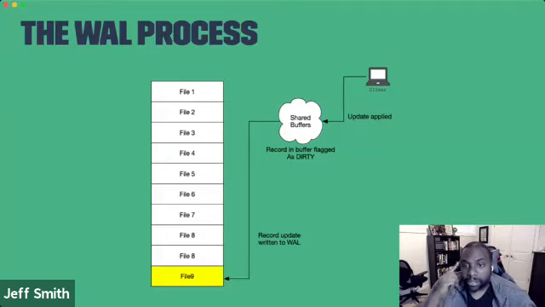So basically, this is outlining what the write ahead log process is, right? An update is applied, we update the shared buffer, we flag the buffer as dirty for that particular page, and then we write the update in the write ahead log. Boom. Once we do that, we can tell the client that we're done and the client can move on about its business.